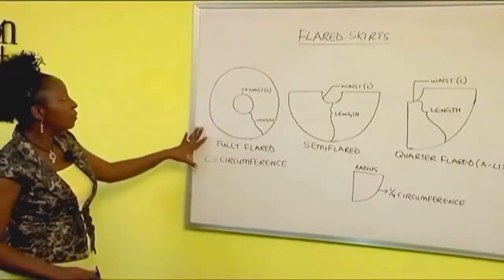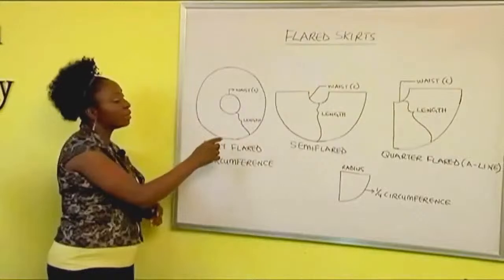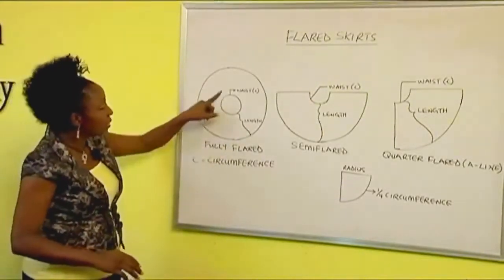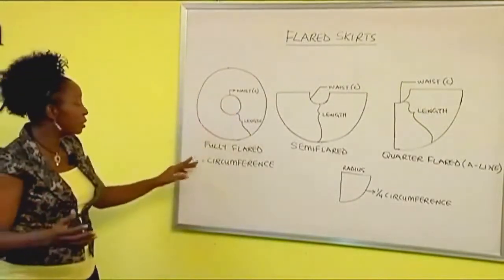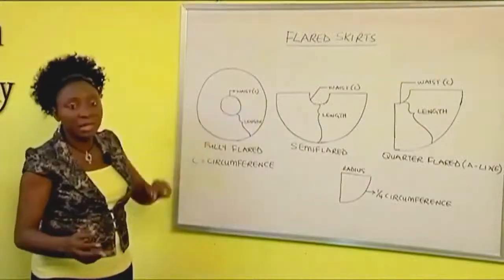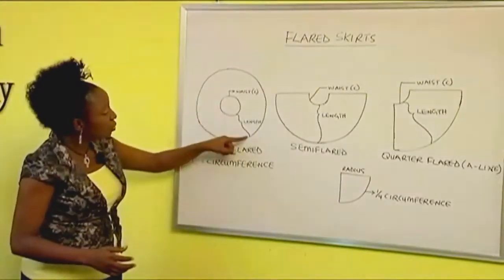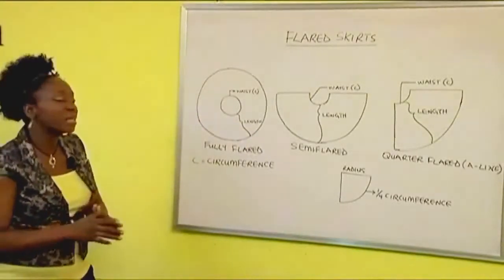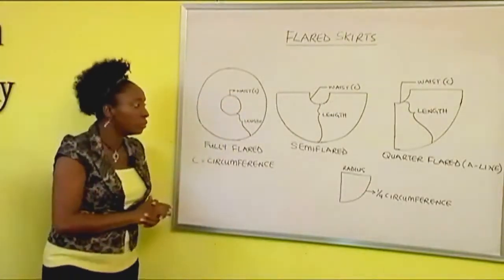As you can see, it's made up of two circles, an inner circle and an outer circle. What I have done is to show you that this inner circle represents the waist, which mathematically is called the circumference. That's what the C is for. Then the length is here, in between the two circles. The fully flared skirt is made up of a full circle with an internal circle.